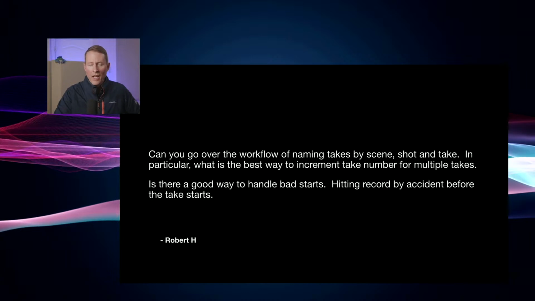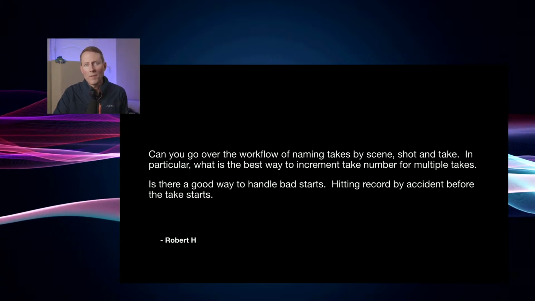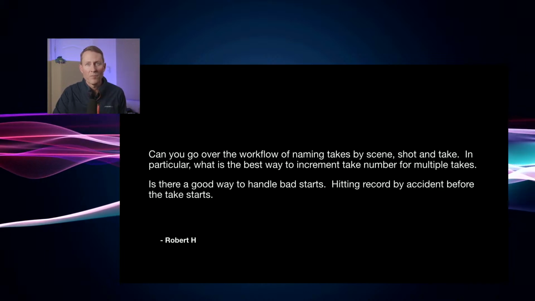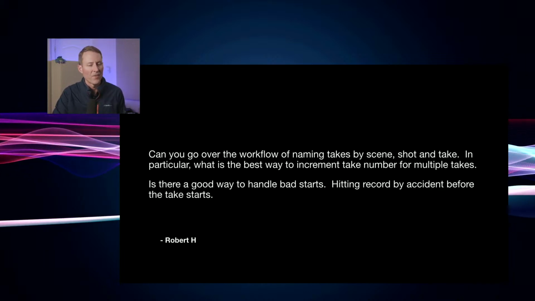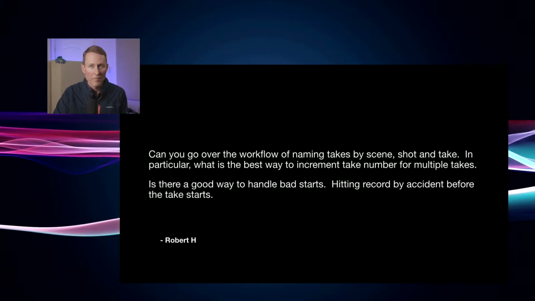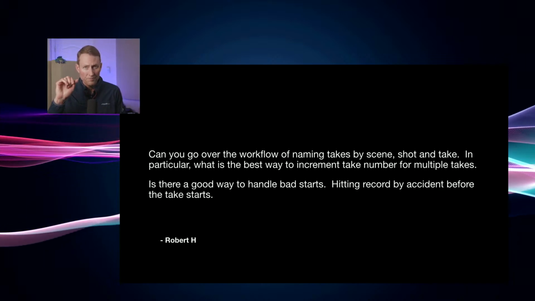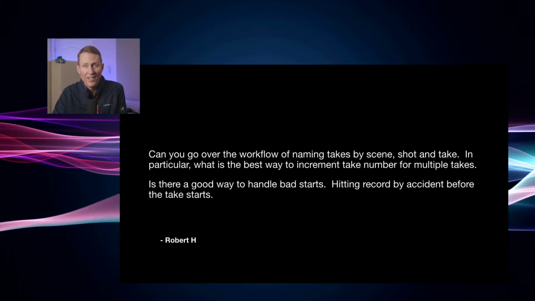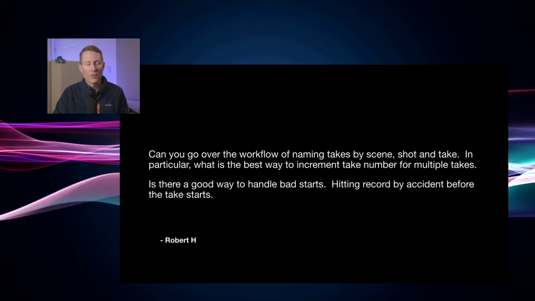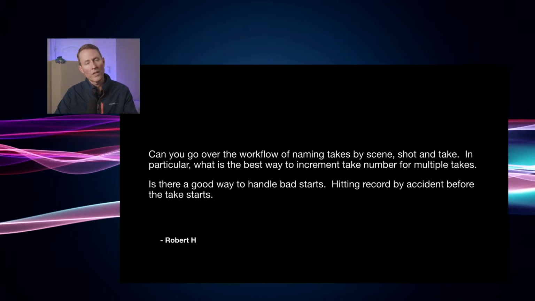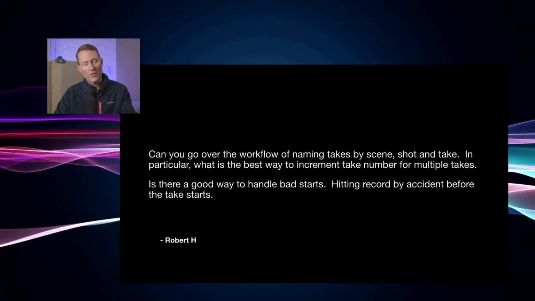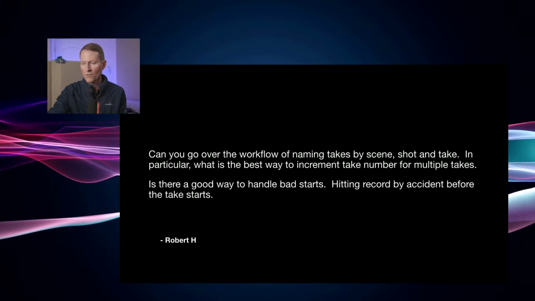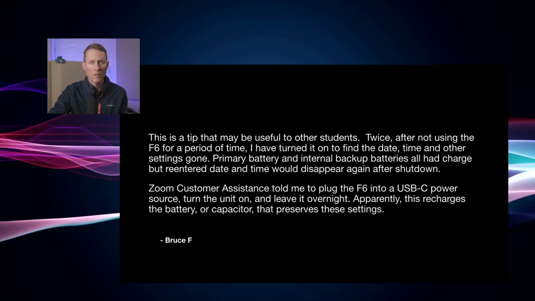A couple of questions. Robert said, can you go over the workflow of naming takes by scene, shot, take? In particular, what's the best way to increment take number for multiple takes? That happens automatically, Robert, as we saw earlier. Is there a good way to handle bad starts, which are often called false takes, hitting record by accident before the take starts? We saw that was holding down the menu button and pressing the down arrow button. So great, thanks for bringing that over.